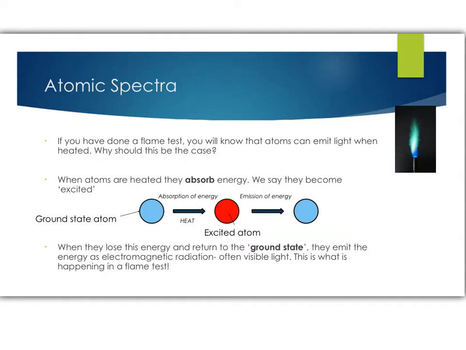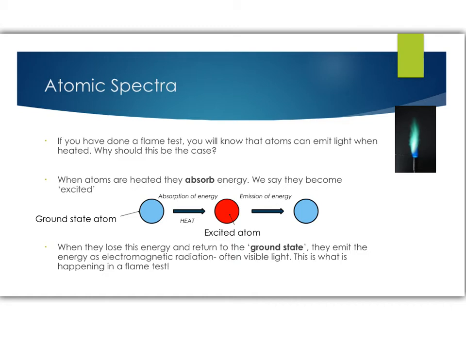However, they don't stay that way. What happens next is we have our excited atom. It would rather be lower in energy. So it emits that energy and goes back to being what it was before, what we call the ground state, or the not excited state of the atom. When it emits this energy, it emits it as electromagnetic radiation, often visible light. And this is what's happening in a flame test. So this shows a flame test of a sample containing copper. And what's happening is the ground state copper atoms absorb energy, then emit this, and in this case they emit this as electromagnetic radiation, which corresponds to green light.